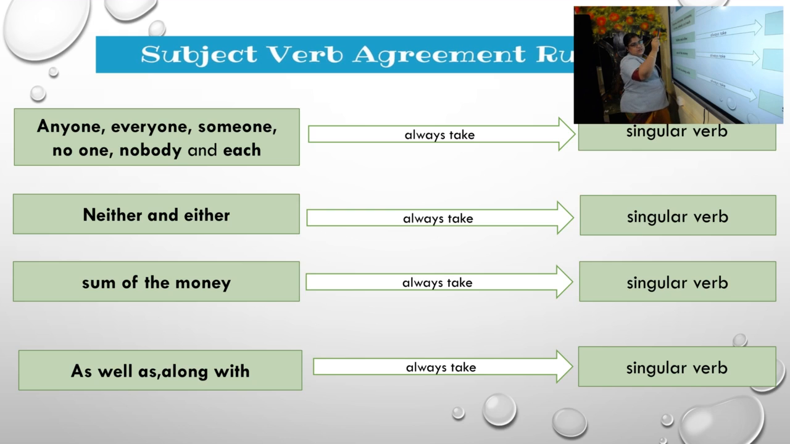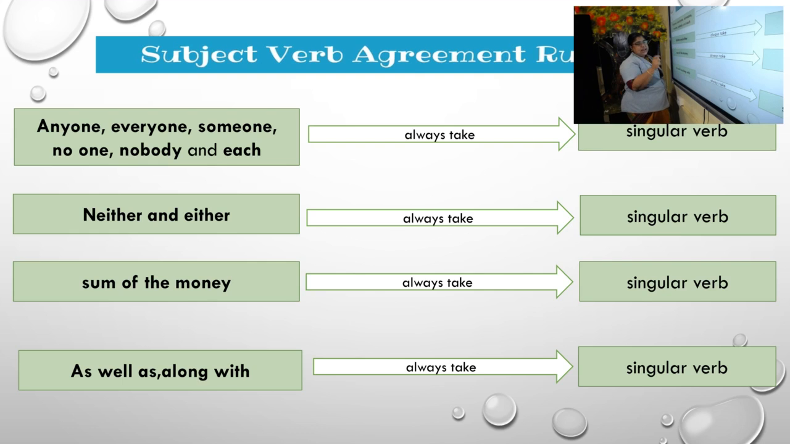Look at these words. They appear as plural when we read them the first time, but they are singular. So they are considered singular and the verb is singular. Remember: anyone, everyone, someone, no one, nobody and each will always take a singular verb. Repeat this one or two times so it will be easy to remember.